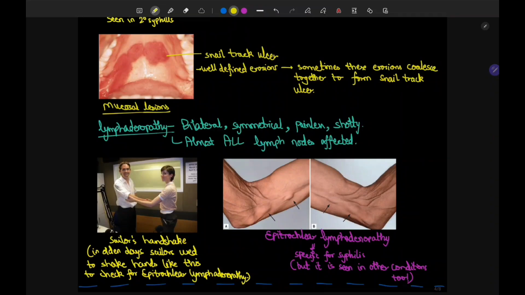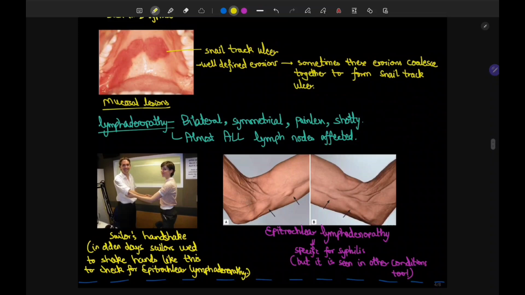So all the lymph nodes are affected. Now in older times, these sailors used to do this type of handshake, because we know if a patient has secondary syphilis, the epitrochlear lymph nodes will also get inflamed. So you may do this type of handshake and check for epitrochlear lymphadenopathy, and if there is, you may suspect that this person might be having syphilis.